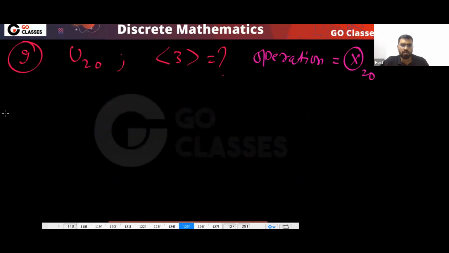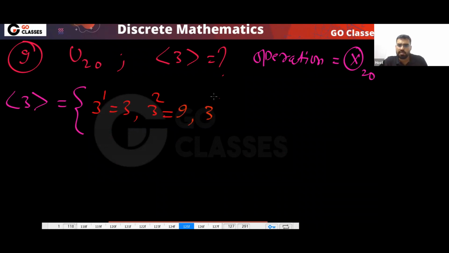So what will be the subgroup generated by 3? That will be 3 power 1, that is 3. 3 power 2 will be 9. 3 power 3 is 27 mod 20, that will be 7. 3 power 4.